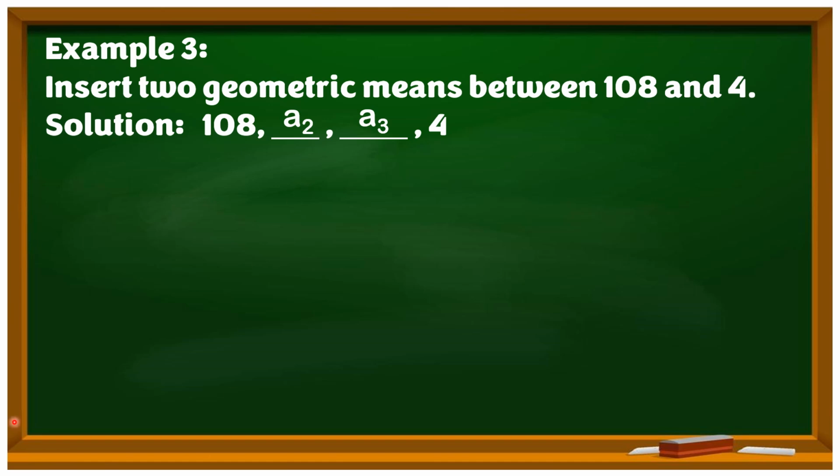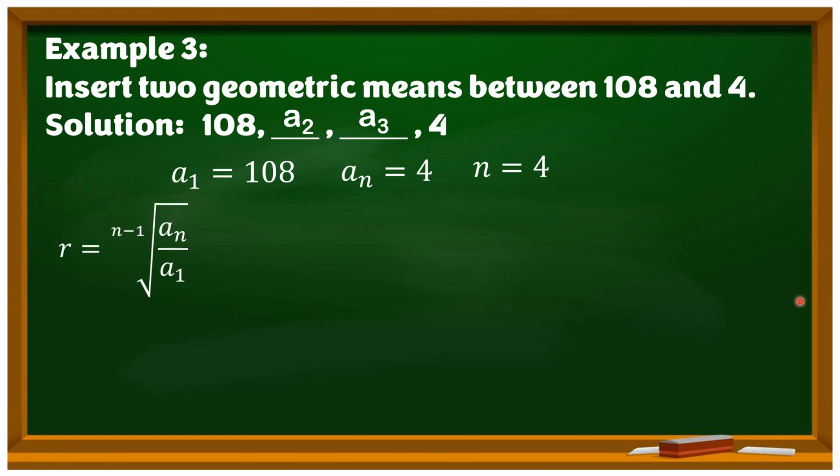So next step is we're going to determine the value of a sub 1. That is 108. The value of a sub n is 4. And the value of n is 4, so we have 1, 2, 3, 4. So there are 4 terms in the given geometric sequence.